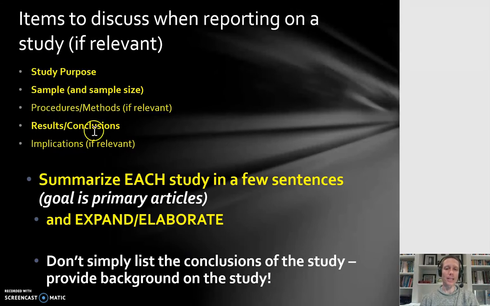And I recommend, if you're trying to elaborate on a study, especially if it's relevant but not really close to what your topic is, then try to cover some of this information in the same sentence. So maybe in the sample and in the study purpose, you try to put that into the same sentence. Try to write concisely.